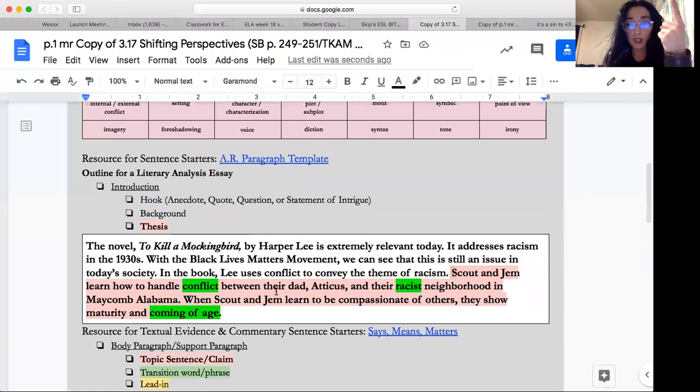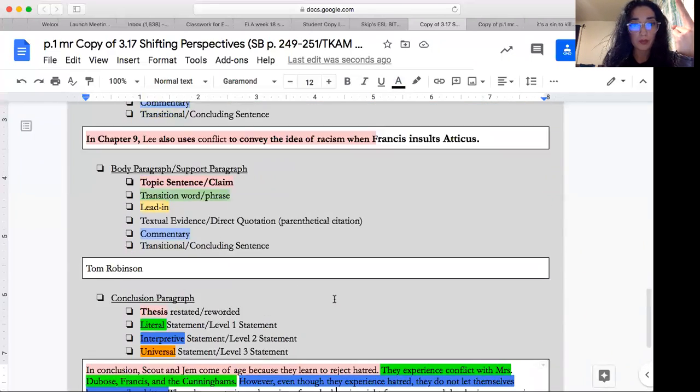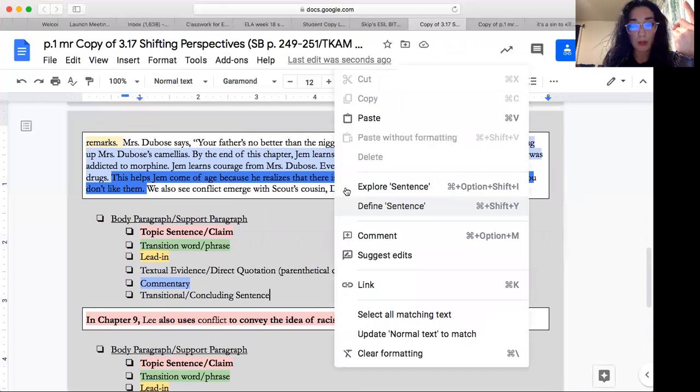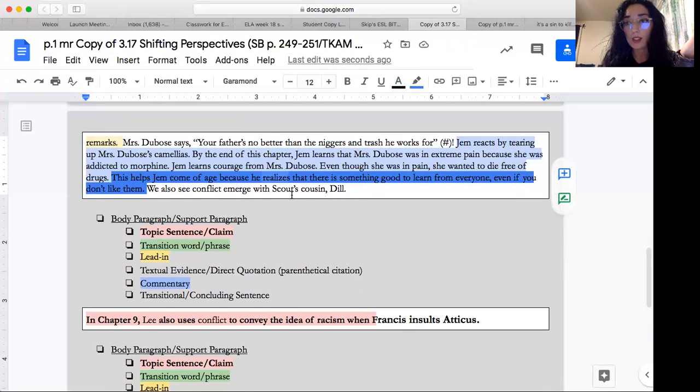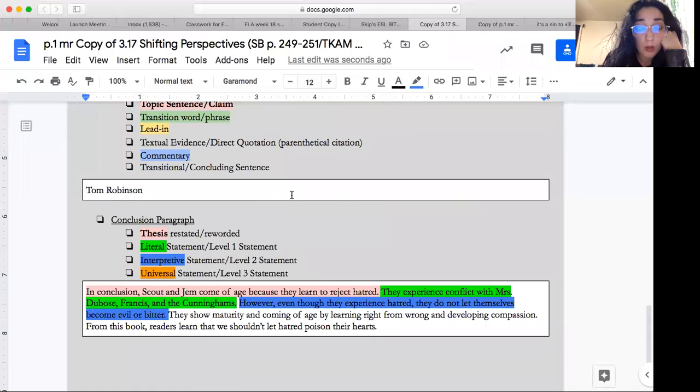So you have an example of a thesis, an example of a conclusion, and you have an example of a body paragraph. So usually I let you use my examples, but for this, since it's the final for the year, please use your own examples. You can use these as sentence frames, you can use these as an idea, but put it in your own words, okay? So good luck, you guys. Do your best, and hopefully this helps.